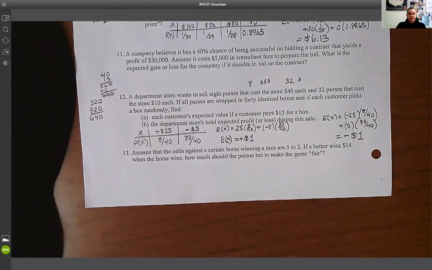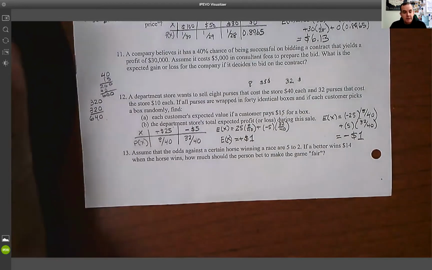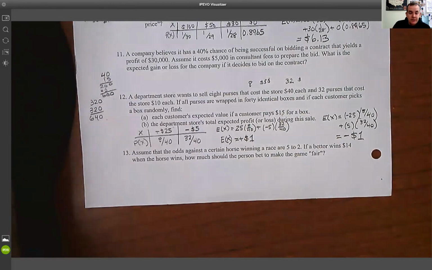Now, if it was to draw people in, sure, you know, you're giving up $40 maybe to bring people in the store to buy stuff. But if you're trying to make money on this, you're definitely not making money. The customers are making money on this.